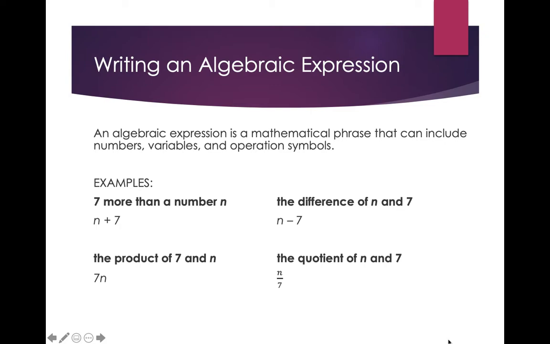An algebraic expression is a mathematical phrase that can include numbers, variables, and operation symbols. For example, 7 more than a number n would be written as n plus 7. The difference of n and 7 would be written as n minus 7. The product of 7 and n would be written as 7 times n. And the quotient of n and 7 would be written as n divided by 7.